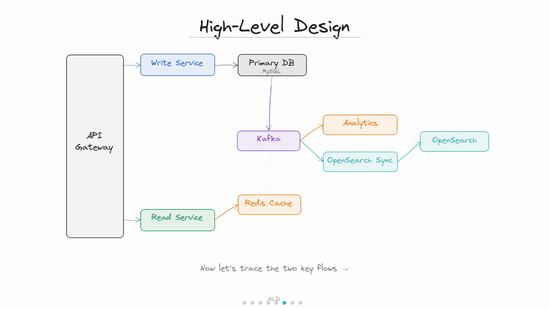Let's walk through each flow. The client is the browser or mobile app making requests. It never talks directly to a service. Everything goes through the API gateway first. The API gateway handles routing, authentication, and rate limiting. Short URL creation requests go to the write service. Redirect requests go to the read service. Keeping these two paths separate, even at the gateway level, means we can scale and deploy them independently.